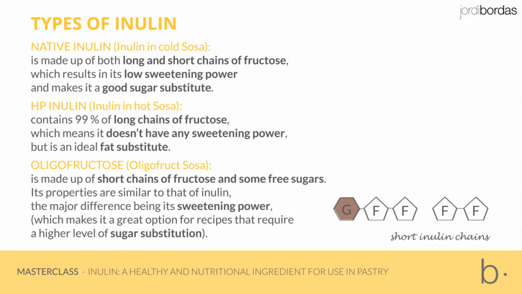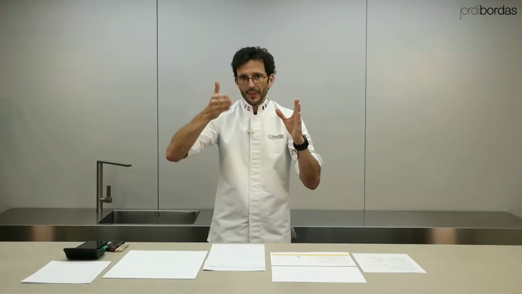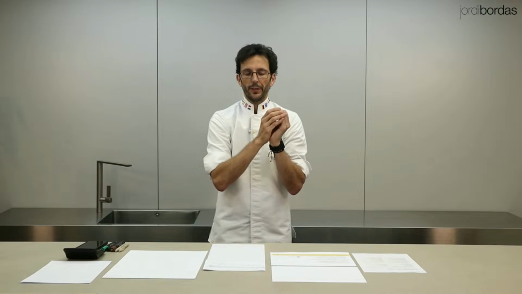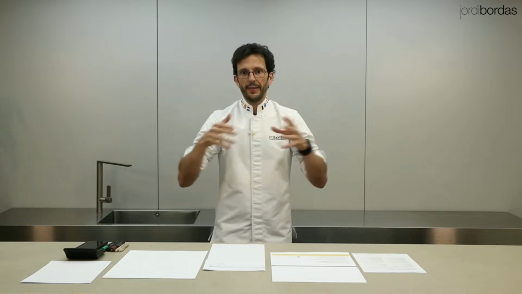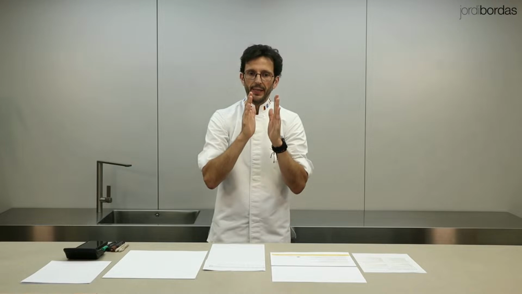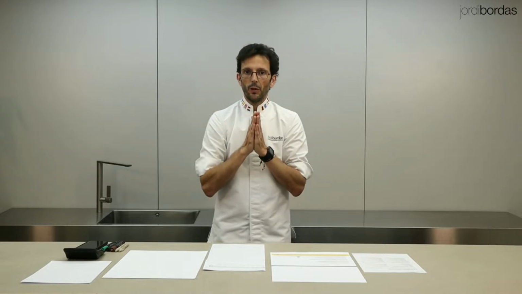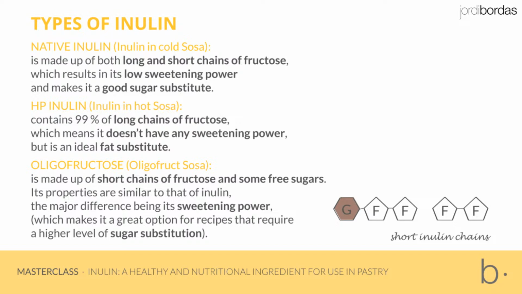The first one you have here is native inulin, or inulin in coal from the Sousa company, and this inulin is made of short chains and long chains. They can go from, more or less, 10 molecules until 60. That means they can have up to 60 fructose units attached to the glucose, from 10 to 60. It's a mix of short chains and long chains. The function of the inulin in coal is mainly reduction of sugar.